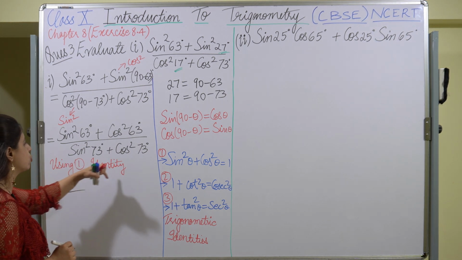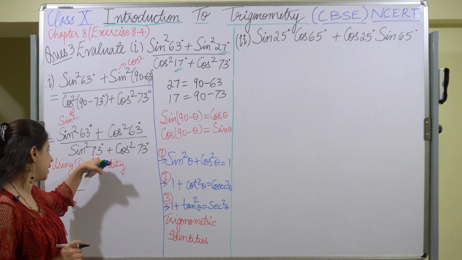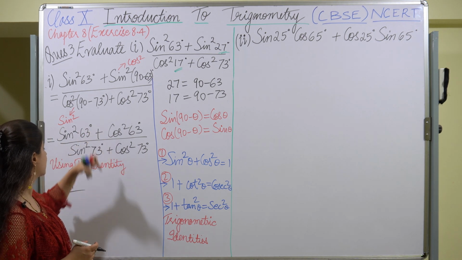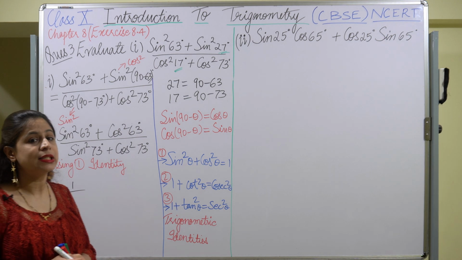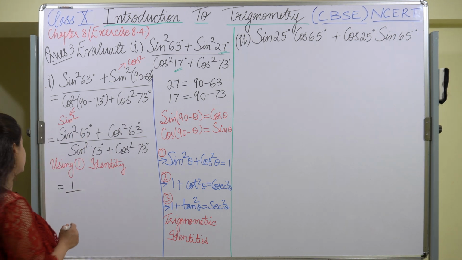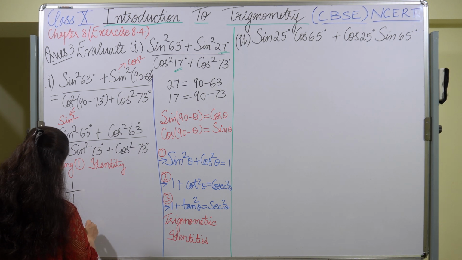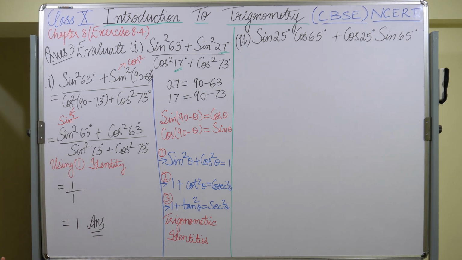In the denominator also we will be getting 1, because both the angles are the same, but the angles are 73 degrees, not 63. So in the denominator also the value becomes 1. So ultimately we got the answer as 1. In this manner we need to proceed with such types of questions.